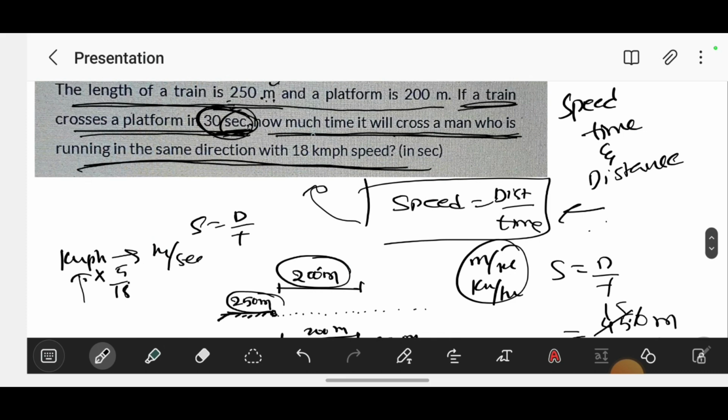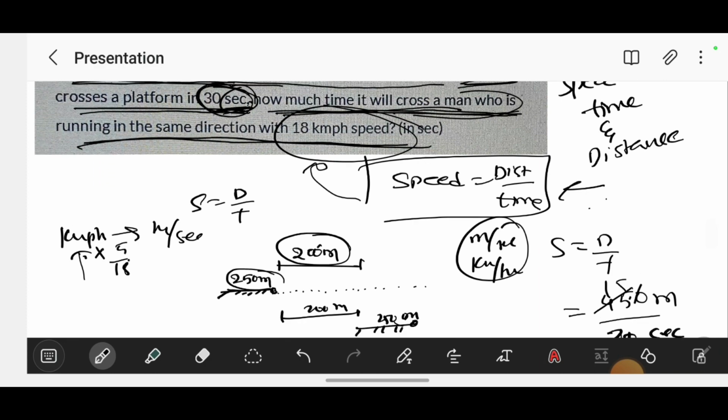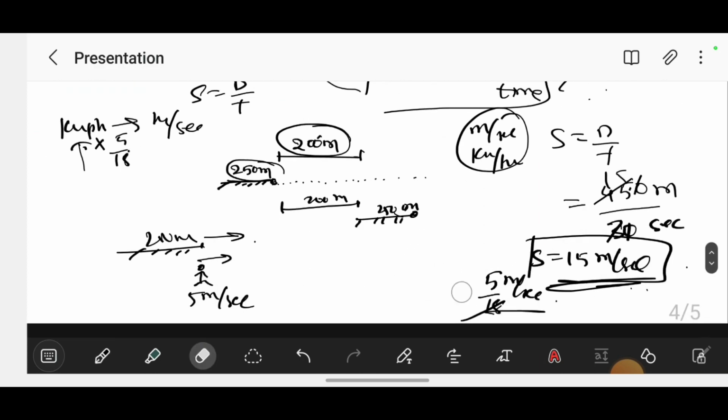And he's asking what is the time it will take for the train to cross that man who is in the same direction with 18 kilometers per hour speed. So for doing this, what should we have to do? What should we need to get? The distance should be the train in the starting place here, in the ending. When we can say that the train has crossed that man, when the tail part of the train crossed him, this is the tail part and this is the head part. When the tail part crossed him, that is the time when the train crossed that man.